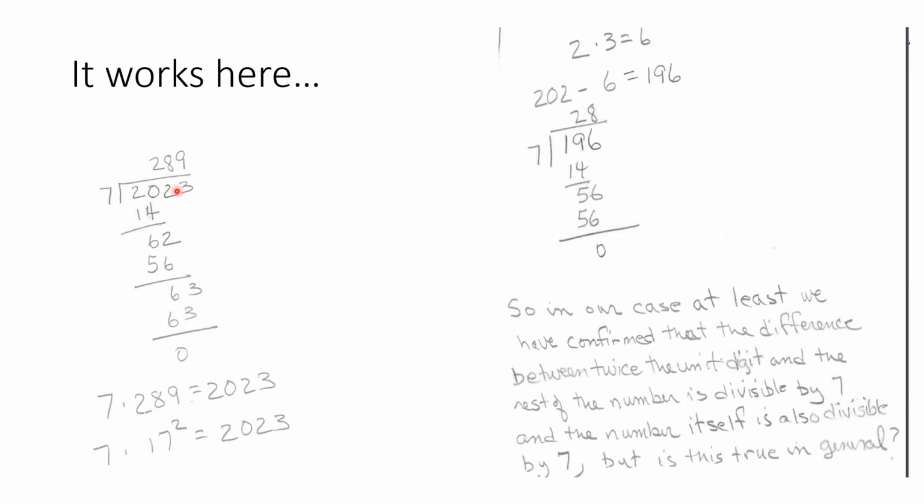Now notice it does work here because, as we discussed, 7 goes into 2023 289 times, and 289 is 17 squared. So the prime factorization of 2023 is 7 times 17 squared. And also, 2 times the unit digit is 6, and the difference between 202 and 6 is 196, which is divisible by 7. So in our case, at least, we have confirmed that the difference between twice the unit digit and the rest of the number is divisible by 7. The number itself is also divisible by 7.